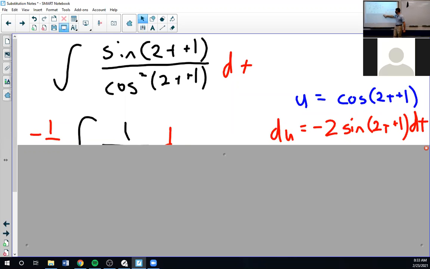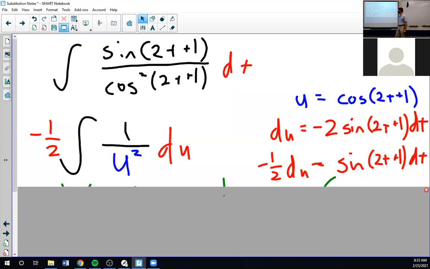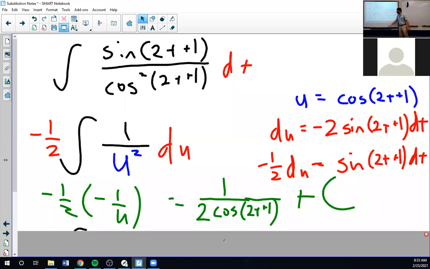Oh, I don't have this -2 over here. Let's move it. And so when we do the U substitution, there's what it should look like. So this sine of 2t plus 1 dt on the top becomes just du. And the cosine of 2t plus 1 getting squared just becomes u squared. And the -1/2 comes out in front of the antiderivative. There's your antiderivative. Makes it positive. 2 is on the bottom. Substitute for u plus c.